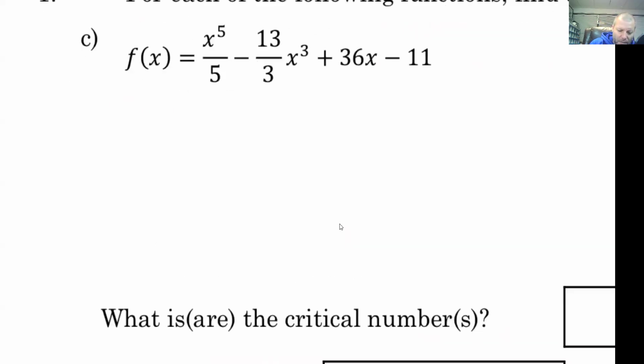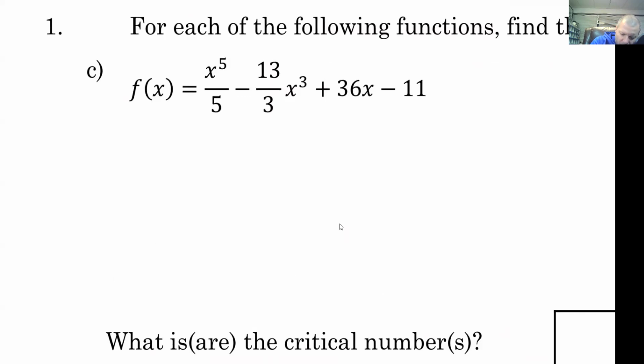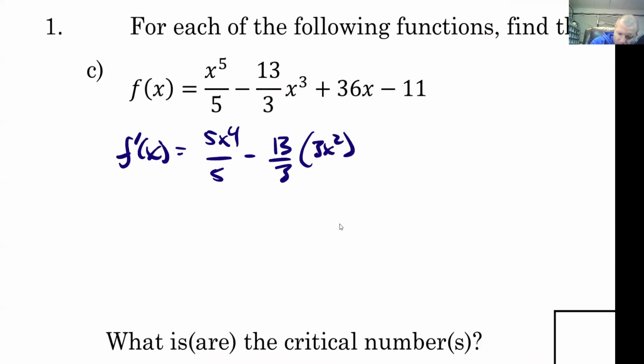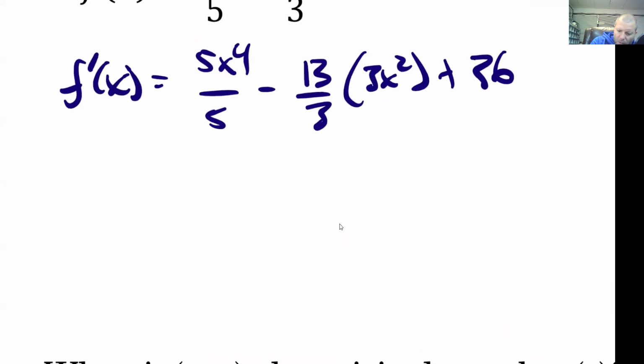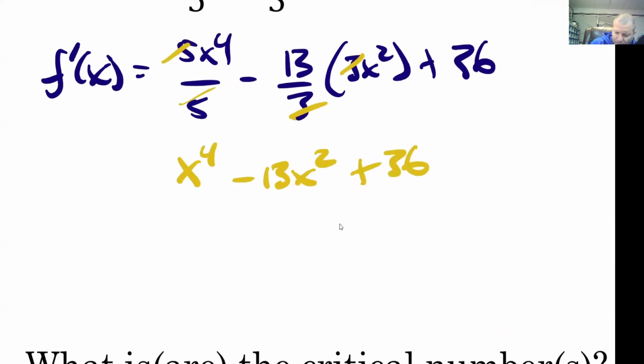All right, so 1c, just let's take a derivative, right? So we're going to bring our 5 down. So we're going to get 5x to the fourth over 5 minus 13 over 3 times 3x squared plus 36. So what can we do now, right? We can do some canceling. We're going to get an x to the fourth. Those 3's cancel, minus 13x squared plus 36.